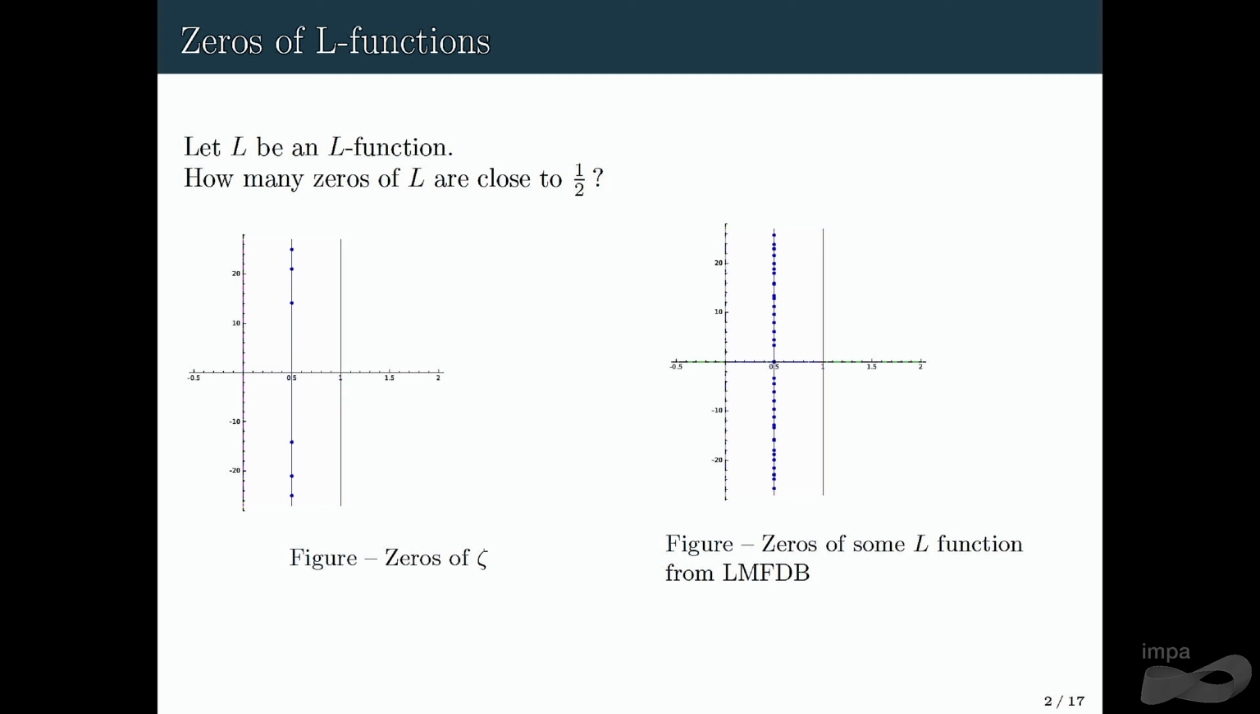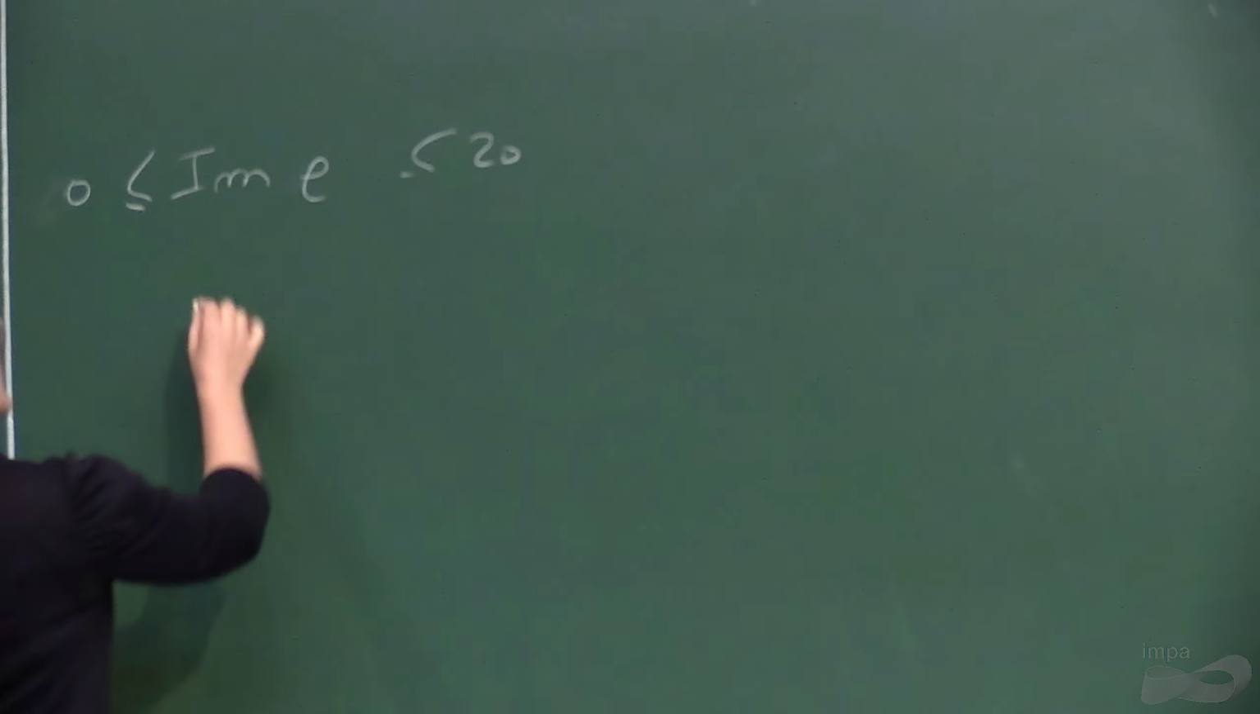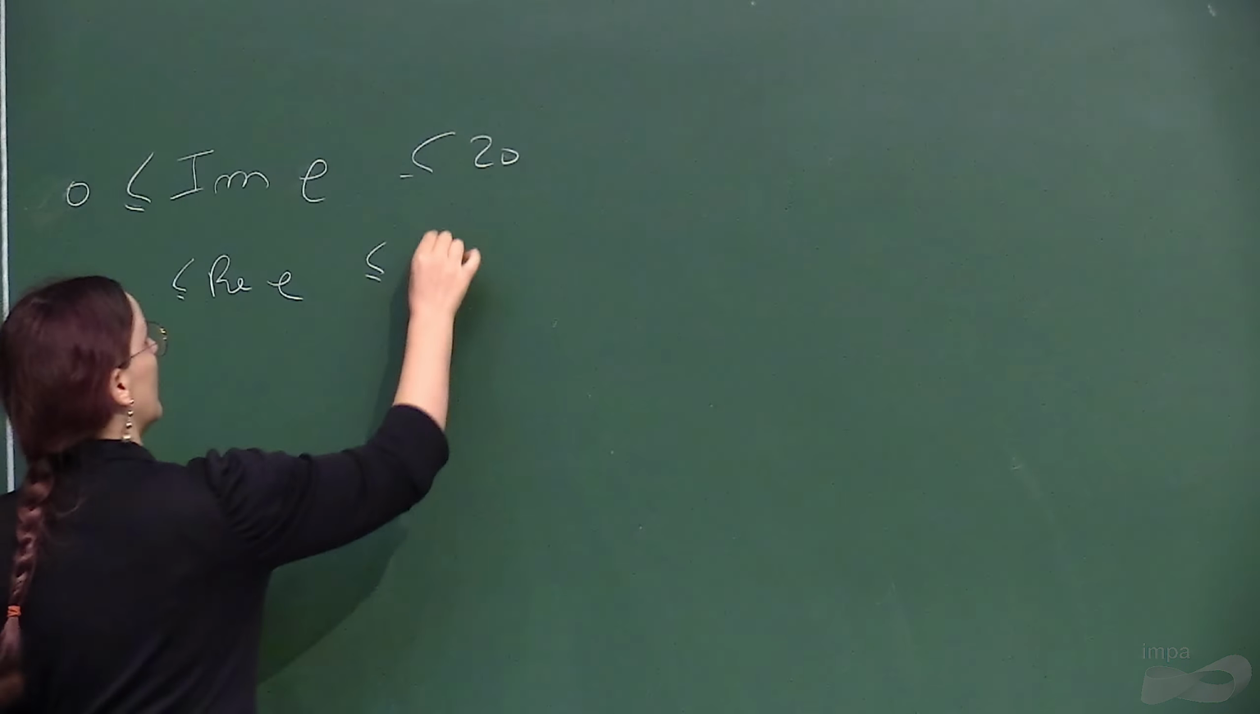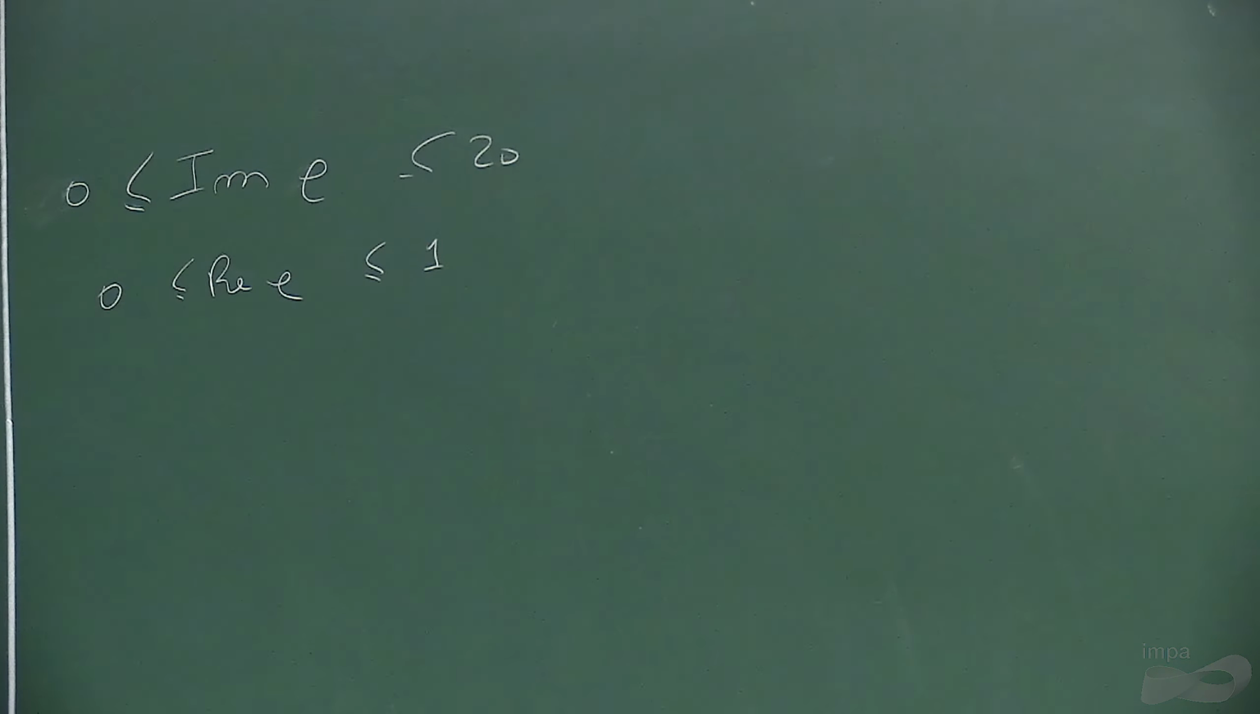So I'm going to ask a different question, which is: if I give you a box of, say, imaginary part between 0 and 20, let's say positive, and real part between 0 and 1, how many zeros are there in this box? Okay, so in this box, there is definitely the zero at 1/2.